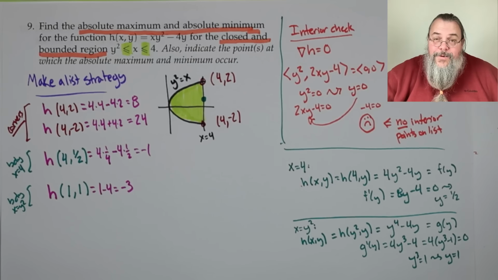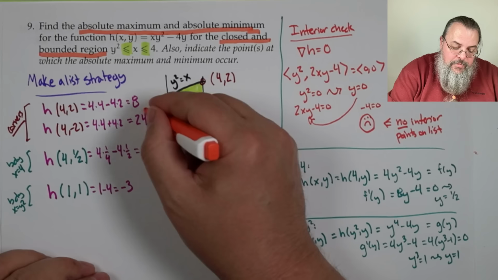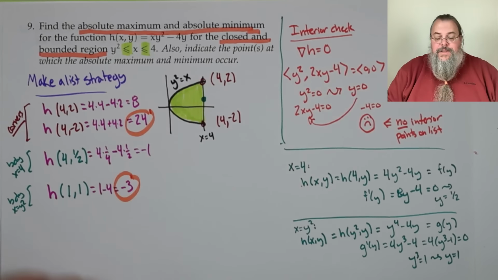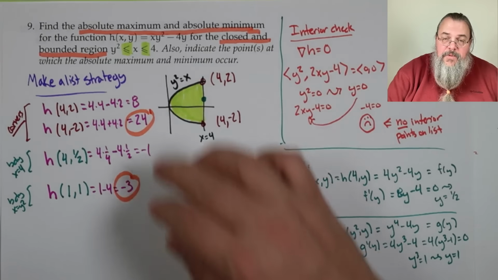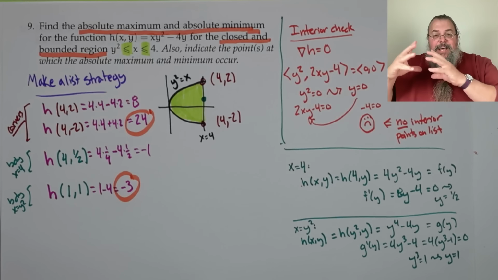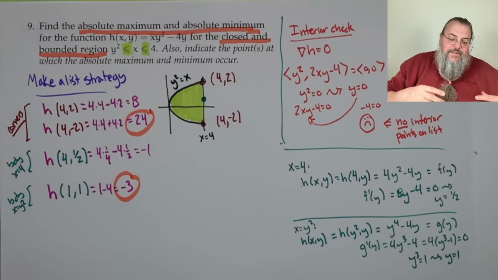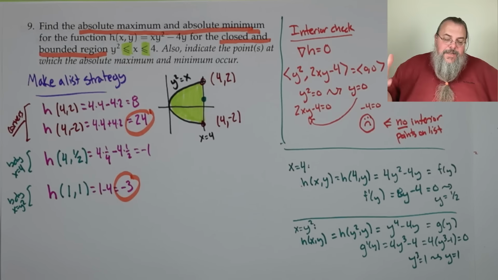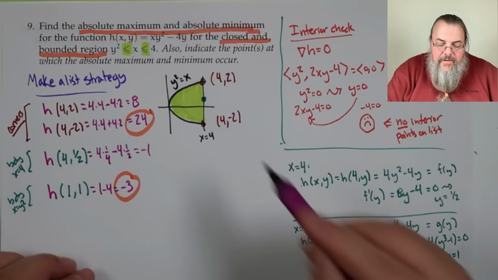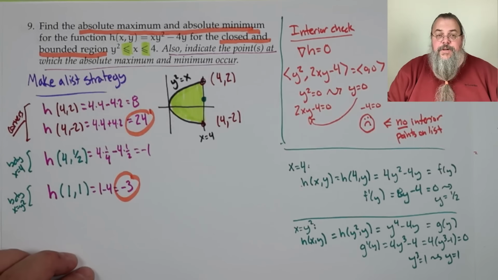And we've plugged it in. We're ready to look. We see a big number. That'll be the absolute max. We see a small number. That'll be the absolute min. Anything else in between is out. It is possible that the absolute max is achieved at multiple points. It is possible the absolute min is achieved at multiple points. If you're in that situation, make sure that you mark all the points involved, because it says indicate the points at which the absolute max and min occur.